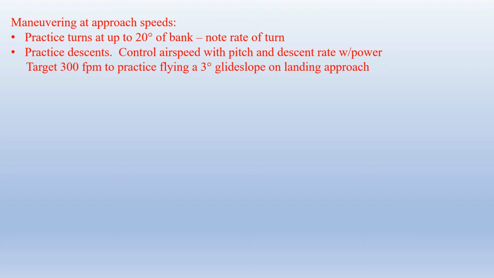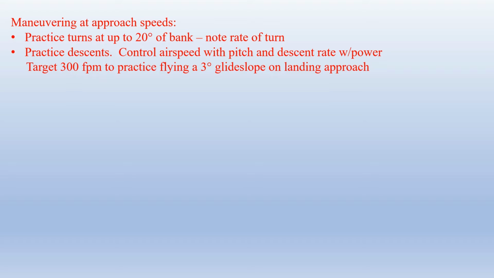You want to control the airspeed and the descent just like you did with a normal descent: control your airspeed with pitch and control your descent rate with power. You can try various descents from fast to slow. I do recommend pulling it to idle and just seeing how fast the airplane will go down when you have full flaps and you're flying at this speed. But I also want you to practice a target of 300 feet per minute, and this is to practice flying a 3-degree glide slope, which is what most of your runway visual glide slopes are set at when you're coming in for a landing approach.